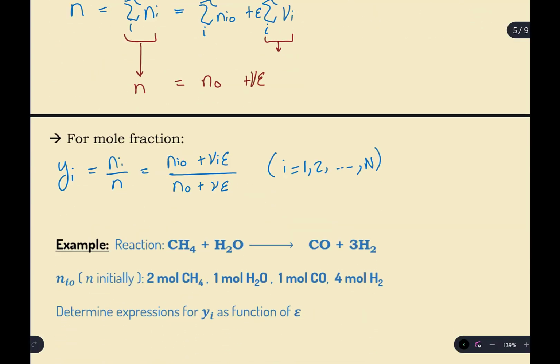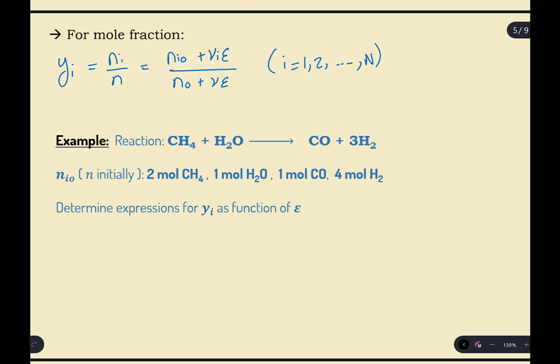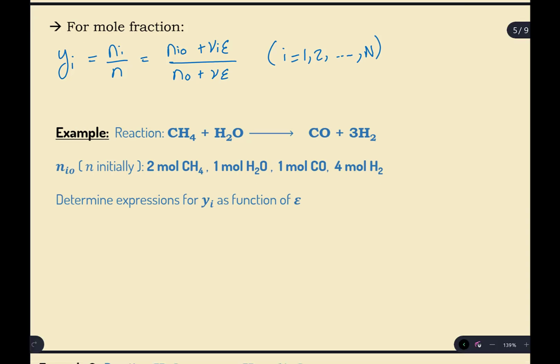So now we're going to do an example. Reaction CH4 plus H2O makes CO and hydrogen again. Initially, we got 2 moles of methane, 1 mole of water, 1 mole of carbon monoxide, 4 moles of hydrogen. Determine expressions for the mole fractions as a function of the reaction coordinate. So have you seen a question like this before? Maybe not exactly. Okay, so let's go through it.